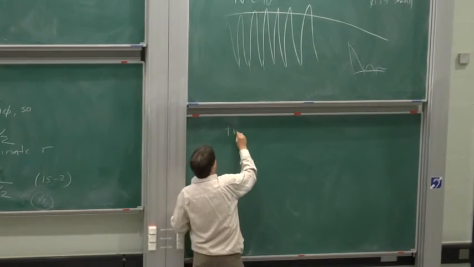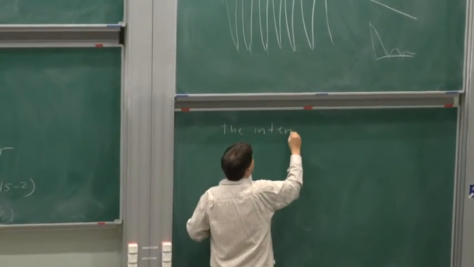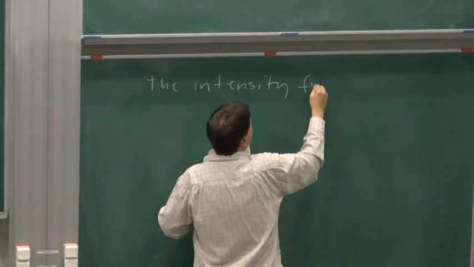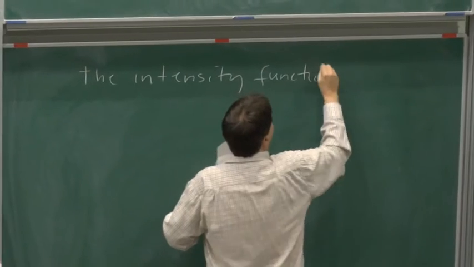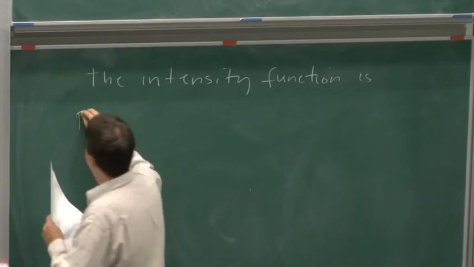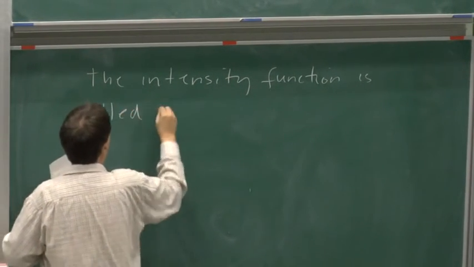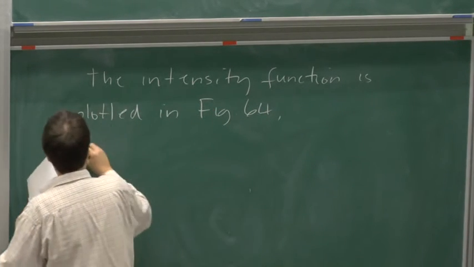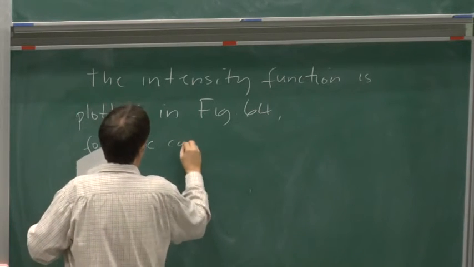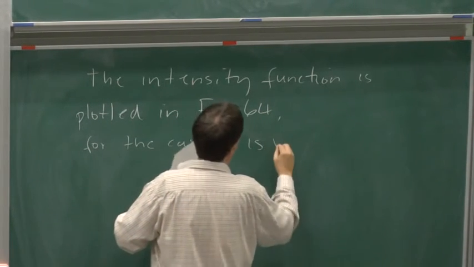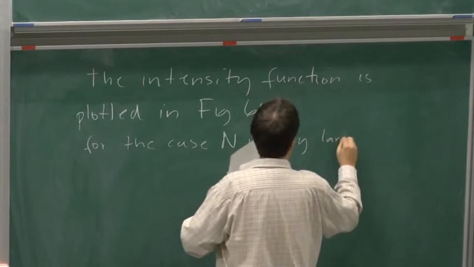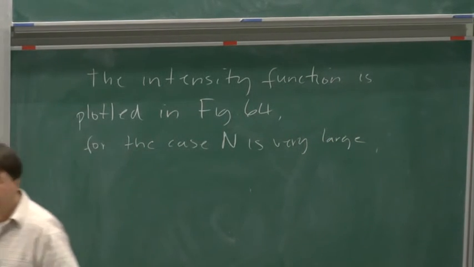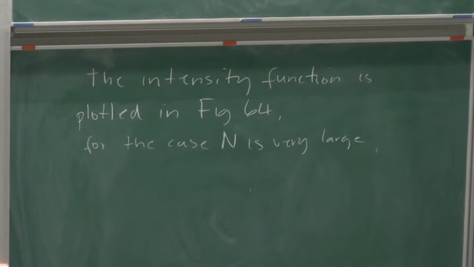So, the intensity function is plotted in figure 64 of the course handout for the case n is very large. You know, I think this actual plot is made for n of about 100. And you can see the shape of this function very, very clearly.